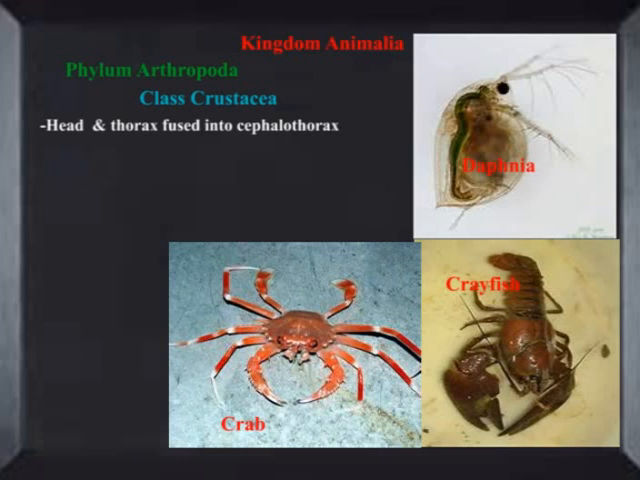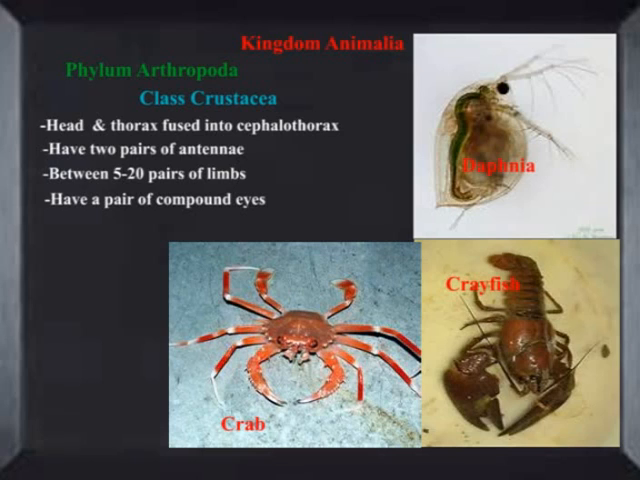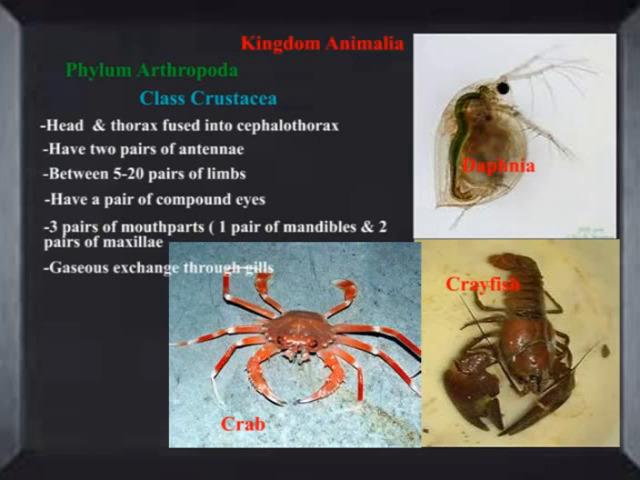The head and the thorax are fused to form a cephalothorax, which is often protected by a carapace. They have 2 pairs of antennae. They have between 5 and 20 pairs of limbs, which are modified for various functions. These functions include locomotion, feeding, and defense. The limbs are on the cephalothorax and the abdomen. Crustaceans have a pair of compound eyes, 3 pairs of mouth parts consisting of 1 pair of mandibles and 2 pairs of maxillae. Gaseous exchange in crustaceans is by gills.